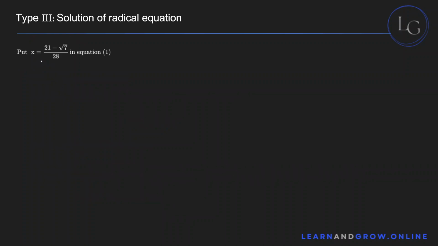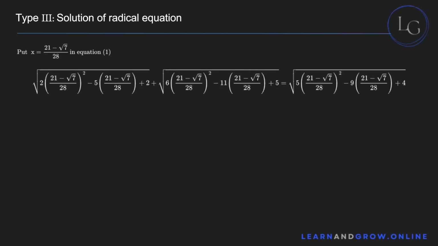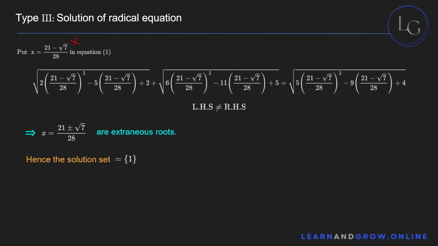And the third solution that we found, when you plug it in the original equation, you can see that the left hand side is not equal to the right hand side. So it is also an extraneous root. It is not a solution. So the solution set is basically x is equal to 1, and that's it. That is the only solution of the equation.